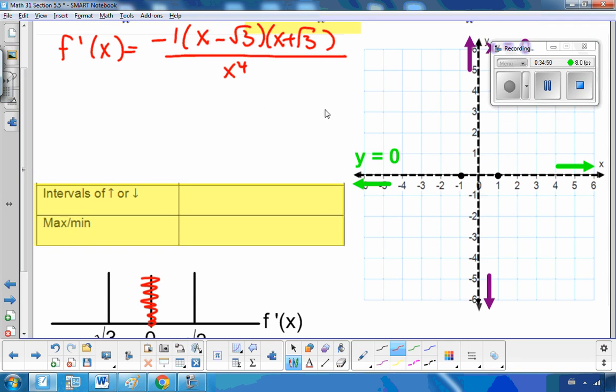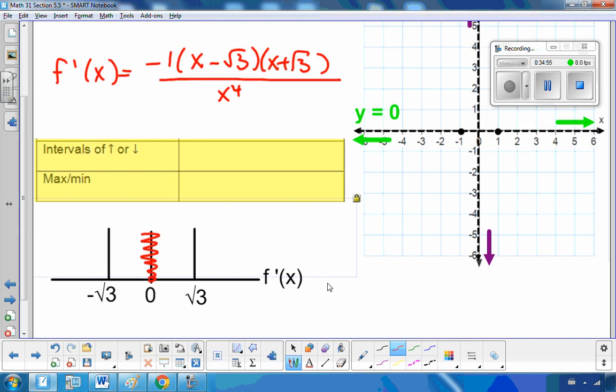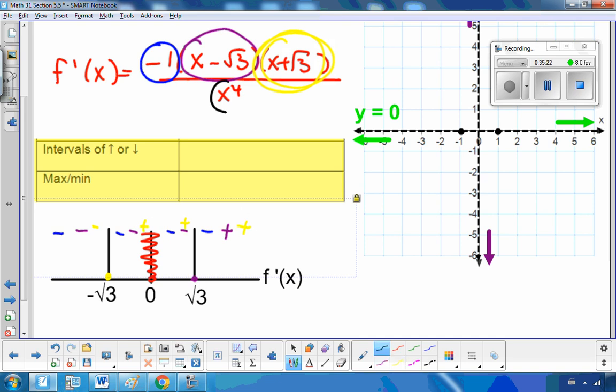So let's just move this down now that it's in factored form. I'm going to look at -1, which is negative in all of my intervals. Then I have an x minus √3, which is 0 here. So to the left it's negative, to the right it's positive. I have x plus √3, so that's 0 here. So to the left it's negative, to the right it is all positive. And then x exponent 4 will always be positive.